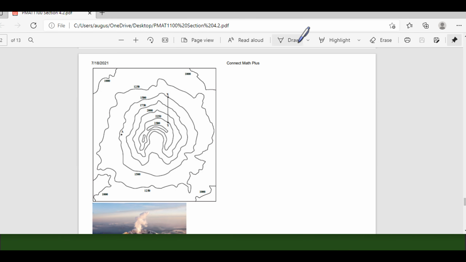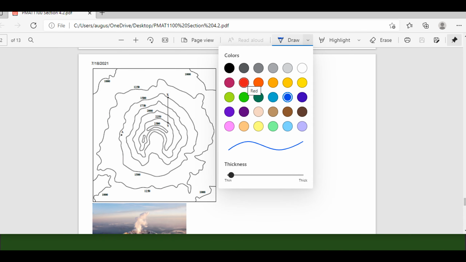Let me try it. Okay, or maybe I have to use this. Yeah, maybe I have to use this. That's okay, I'm going to use this. How about I use the red one to do it.